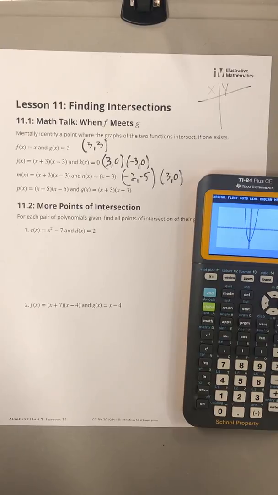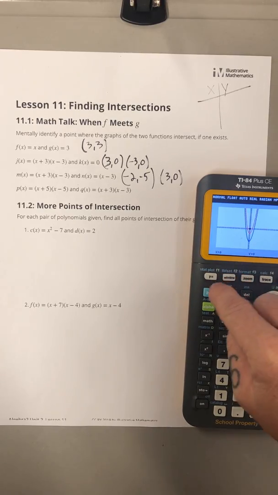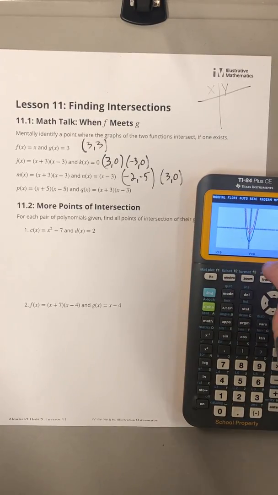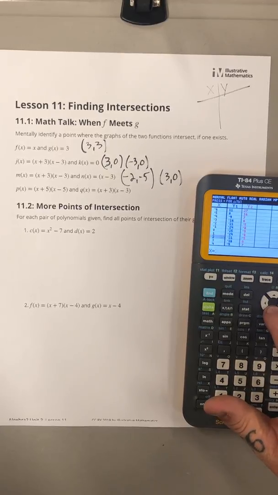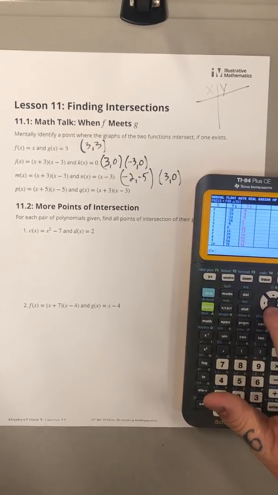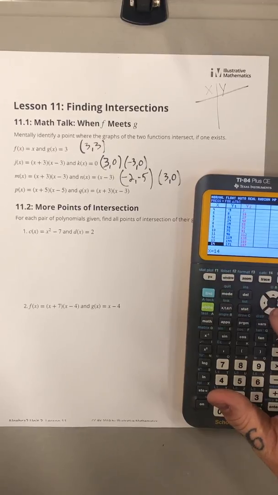So there's blue, there's red. They look like they're getting really close, but I don't think they're gonna touch. So let's go to the table and see if we see anything. If they do, it's gonna be up in the positives. All right, so we're gonna do some searching here. We're getting close.